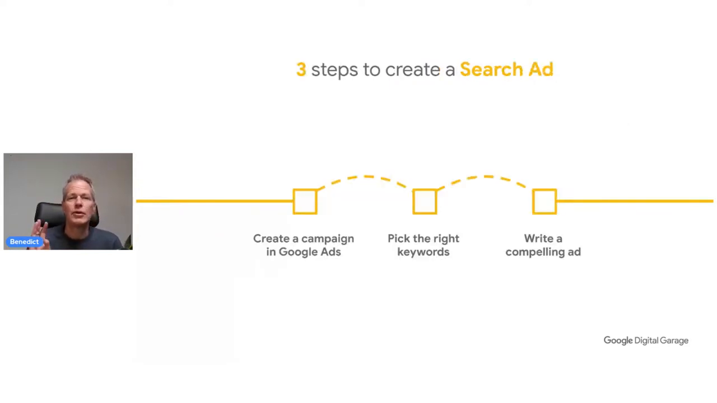Okay, so 3 steps to create a search ad. Create a campaign in Google Ads, pick the right keywords, and then write a compelling ad. With the creating of the campaign, you choose where geographically and demographically you want your ad to be shown. Then select your bid strategy and daily budget.